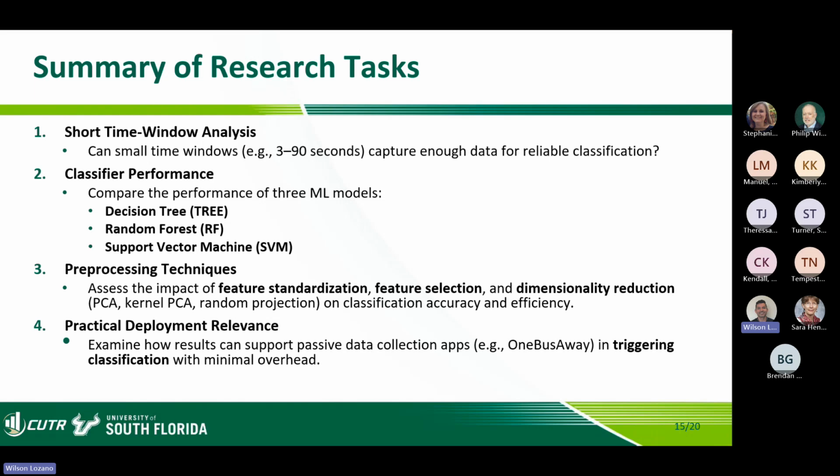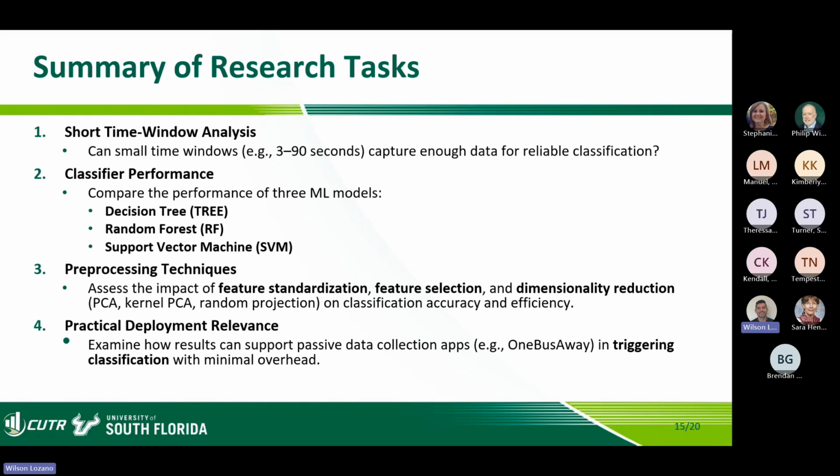The second is classifier performance. In this case, we evaluate three machine learning models: decision tree, random forest, and support vector machines. Those are commonly used with this kind of data that we are dealing with, and they are also well suited to the data sample size, so we can evaluate the information in a suitable way for those machine learning models.